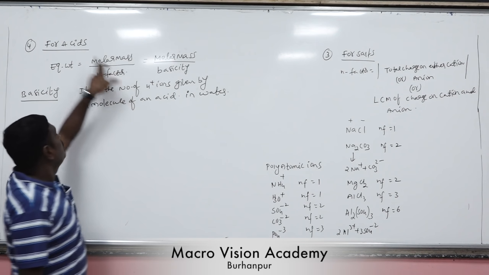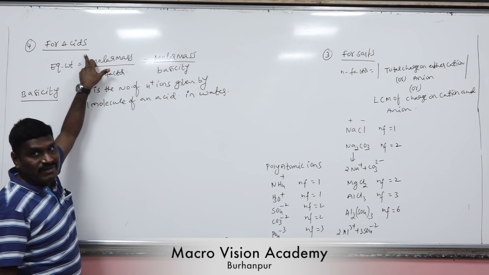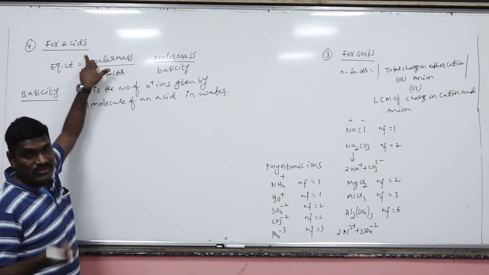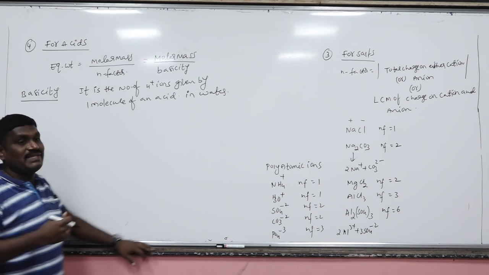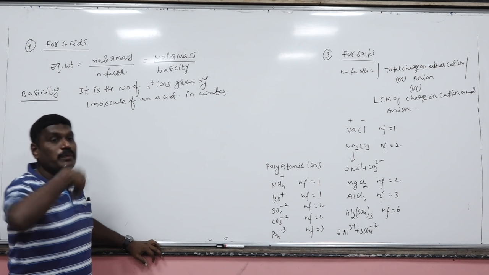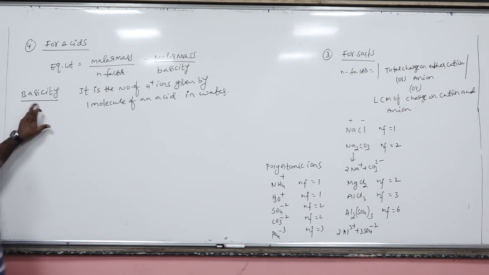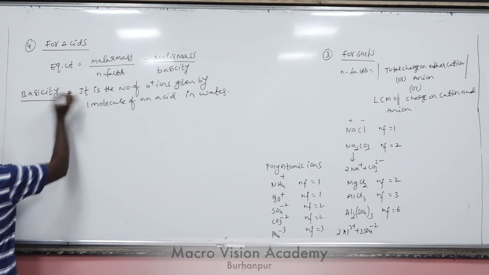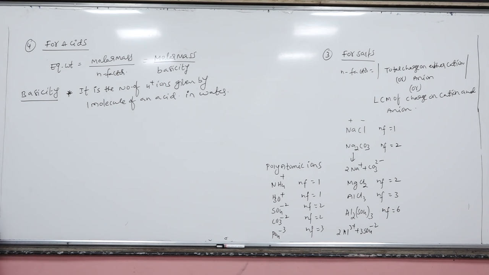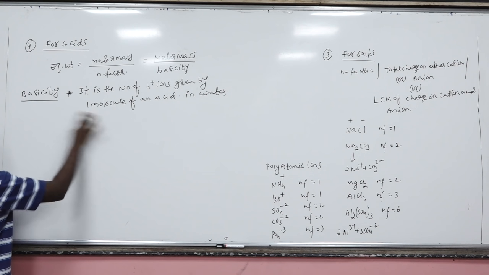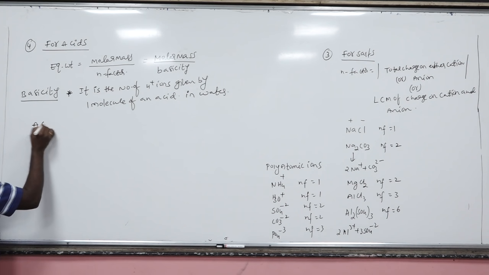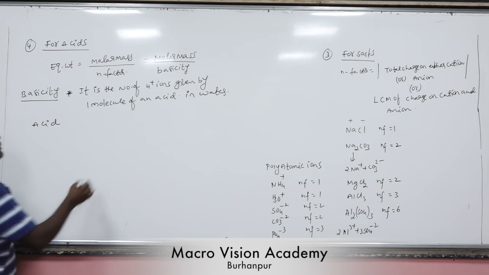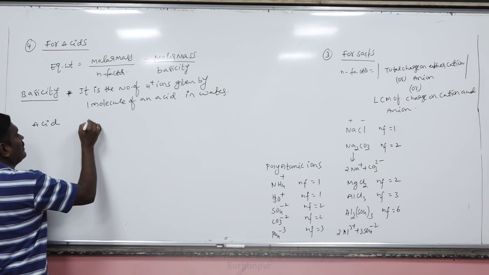That means actually acid will combine with base. Acid will produce H+ ions, base will produce OH- ions. How many H+ ions will an acid give to base? That's why it is called basicity. Okay. Now here there are different types of acids.